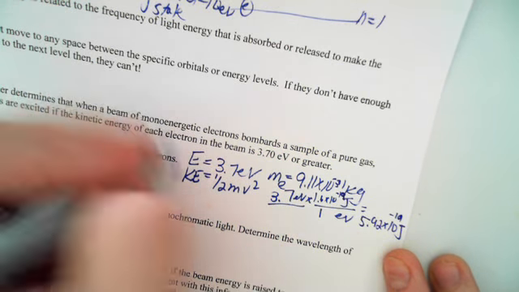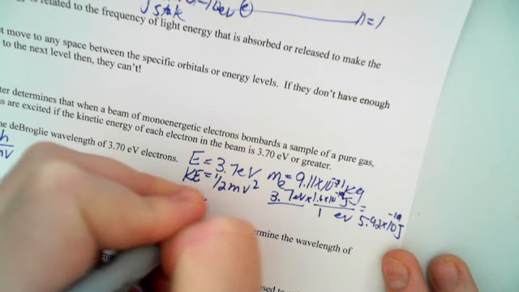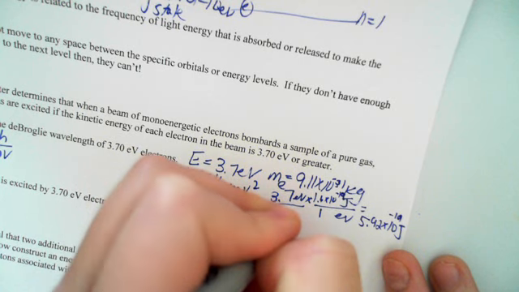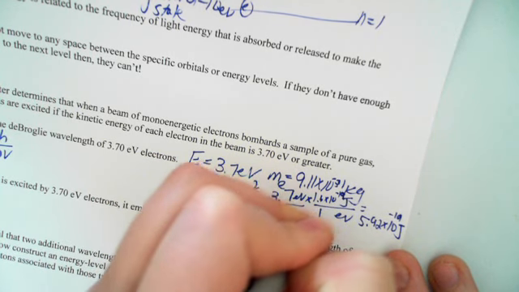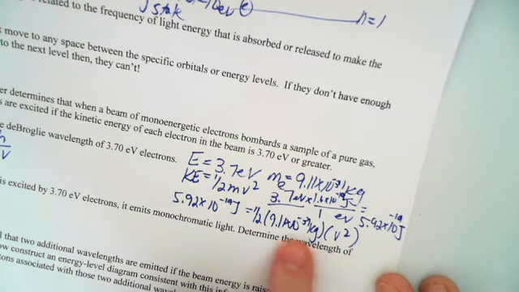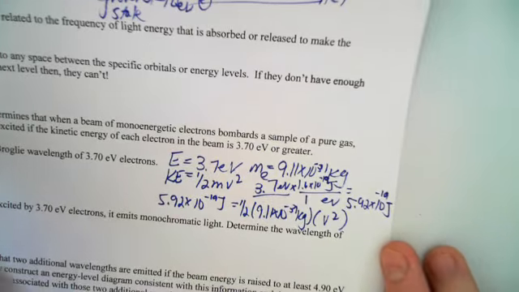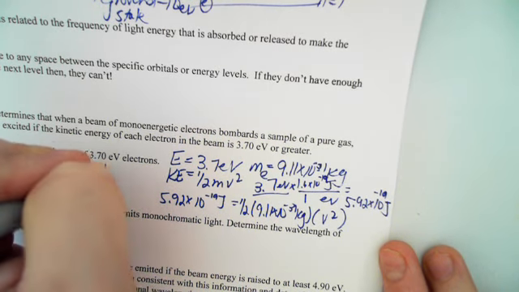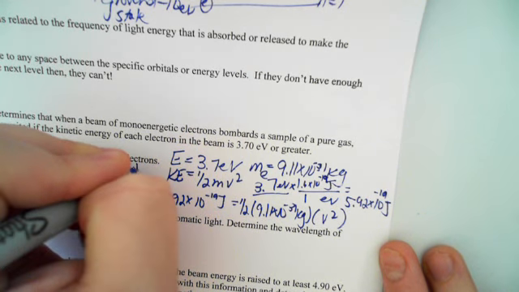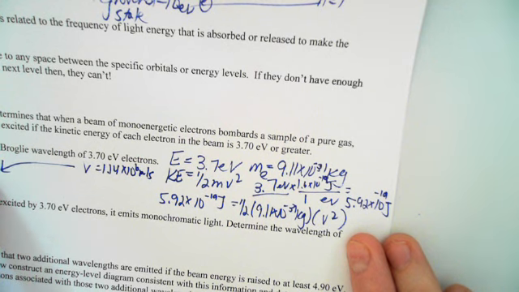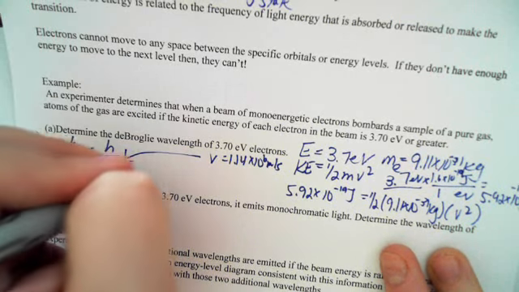So let's find the velocity. That's going to be 5.92 times 10 to the minus 19th joules equals 1/2 m, that's the mass of the electron, times v squared, which is what we're solving for. And you get a velocity of, let's see, 1.14 times 10 to the 6th meters per second. So we're going to plug that in for our velocity. We know mass, we know Planck's constant, so all we have to do is solve for our de Broglie wavelength.